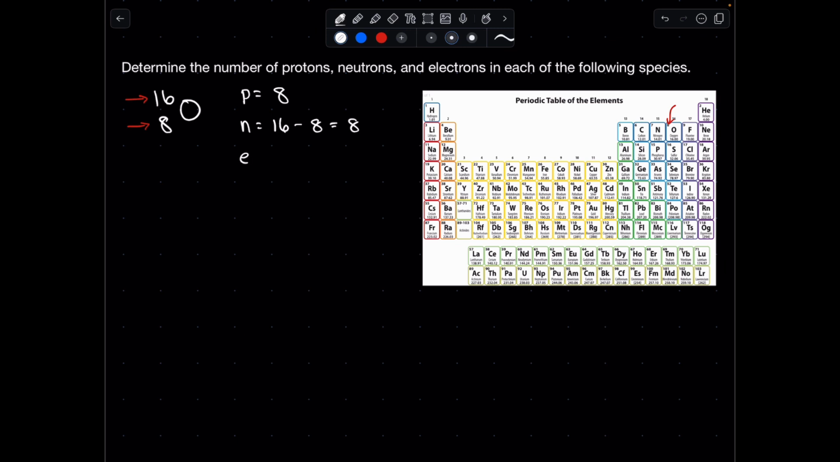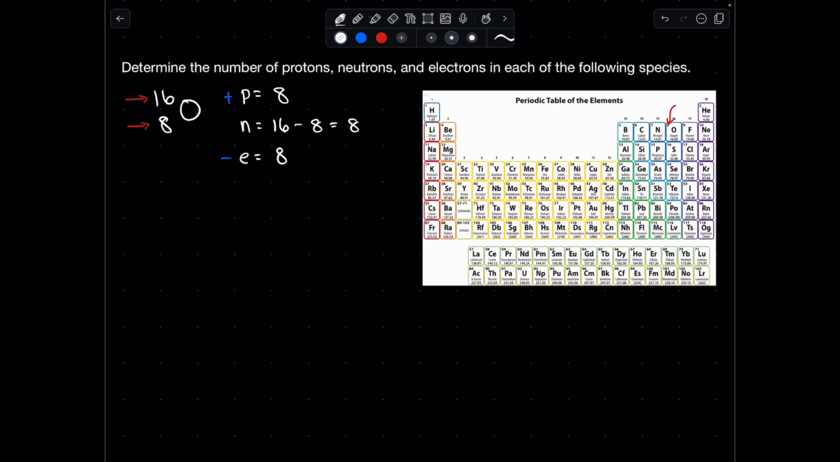Finally, we need to do electrons. Now, electrons is going to be based off of the charge of our element and the number of protons. In this case, we have no charge, so we consider it neutral. So that means our electrons equals our protons because our protons are positively charged and our electrons are negatively charged. And if we want a neutral element, they have to be matching to one another so that they cancel out. So we have 8 electrons in this case.